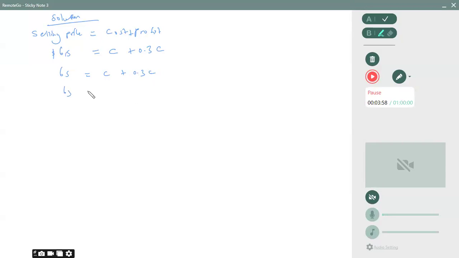So this becomes 65 equaling to 1.3C divided by 1.3, 1.3. Like C is represented by 1. So this will go away. When you get 65 divided by 1.3, I think it gives us something like 50. So the original cost is equal to $50.